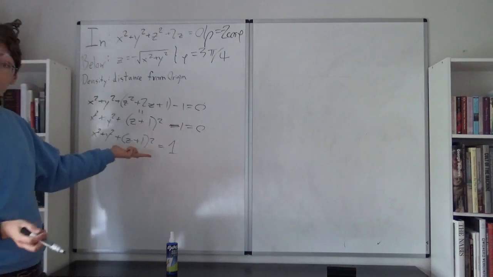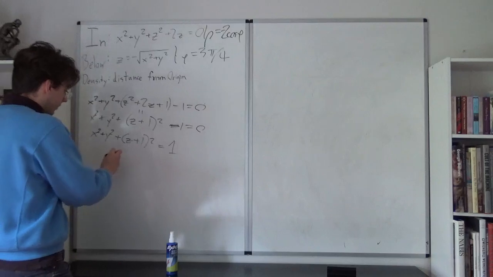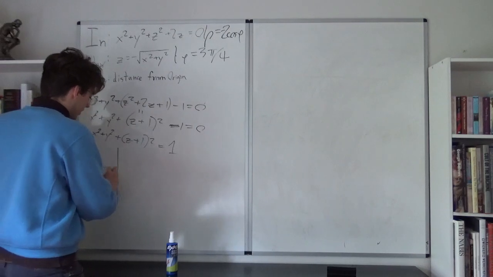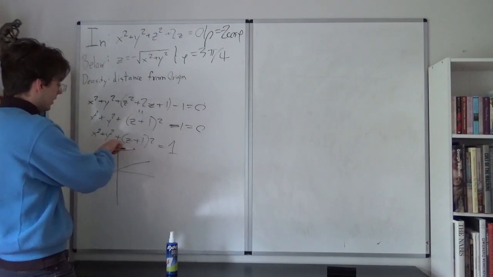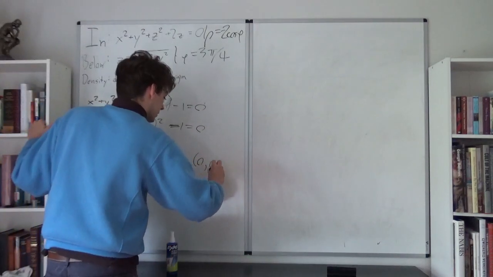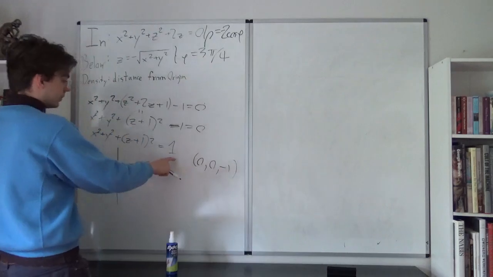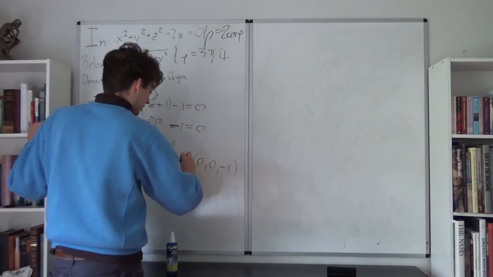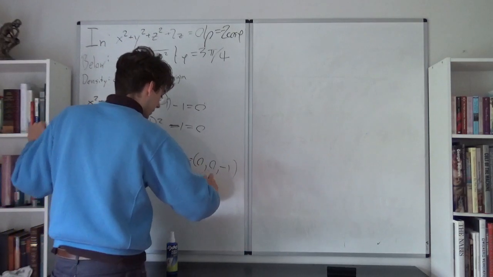Okay, now I know what's going on here. I know what this guy looks like. This guy is going to have what center? Let's see, 0, 0, negative 1. That's going to be the center. What's its radius? 1. So this is the center, the radius is 1.